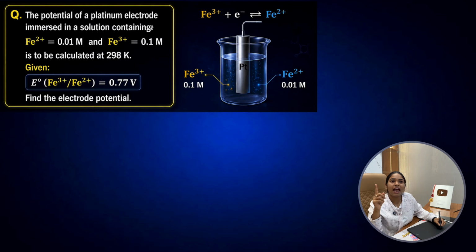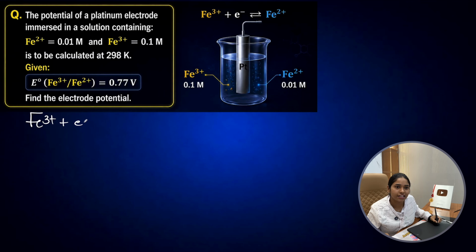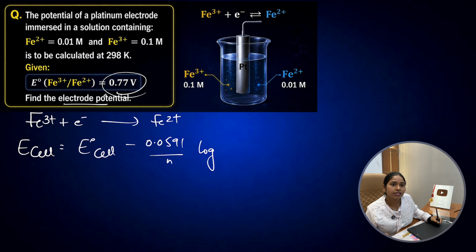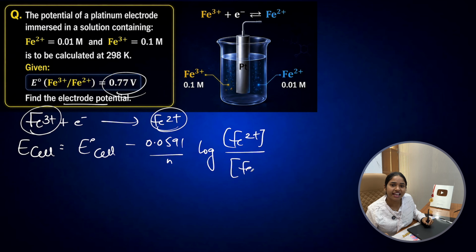The potential of a platinum electrode immersed in a solution of this, and this is the reduction potential. See, Fe3+ plus an electron gained converts into Fe2+. For this they have given the E naught value, and they are asking for the electrode potential. What is the formula? E cell is equal to E naught cell minus 0.0591 by n. Most important models, these are very very important. Just one time, products concentration by reactant concentration. Product concentration is Fe2+, reactant concentration is Fe3+.